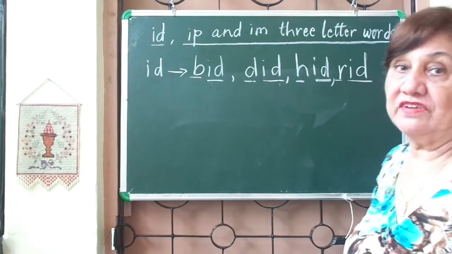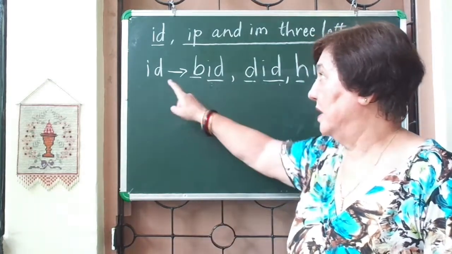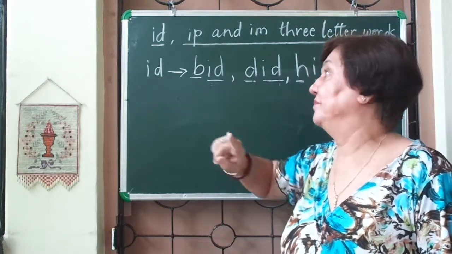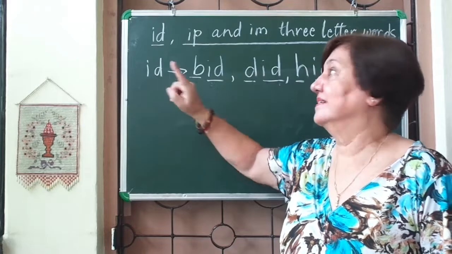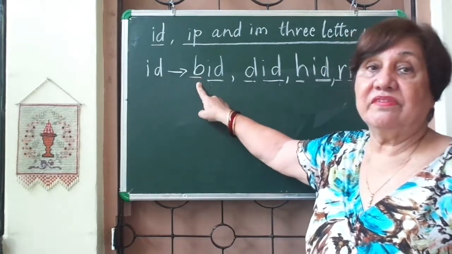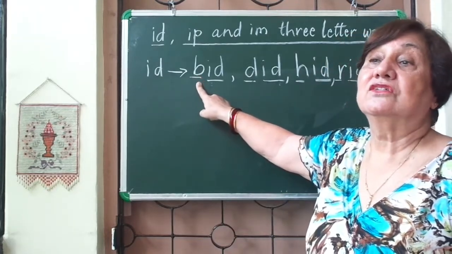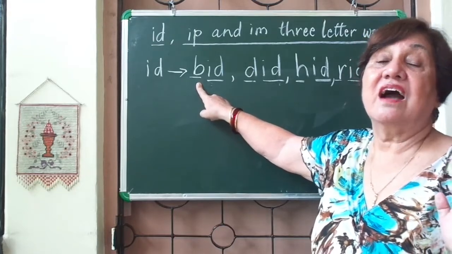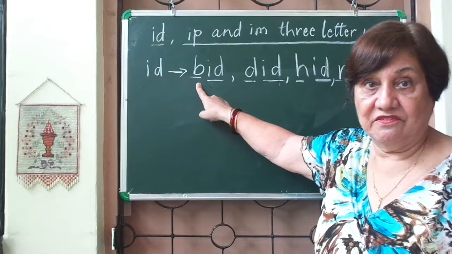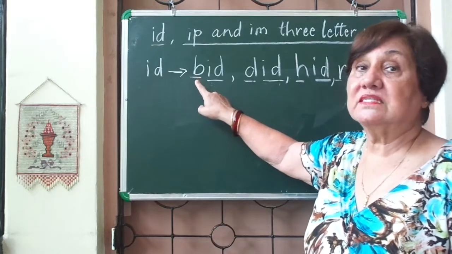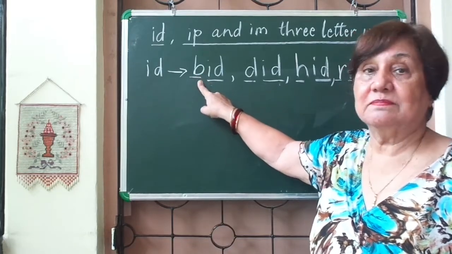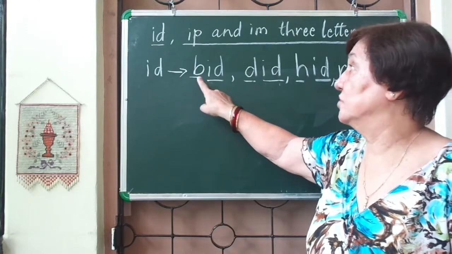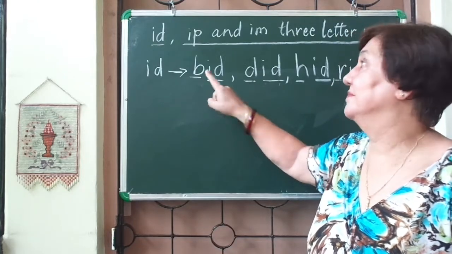Rid. So we're going to revise once again. We are going to form words with ID. ID is id. The first word we've learnt is bid. You bid goodbye to your friends after you had a birthday party, right? So B. Who says B? B says B. And ID, id. So the word becomes bid.